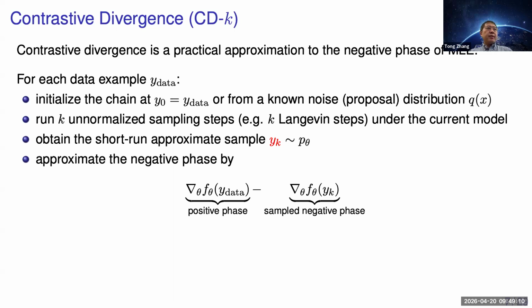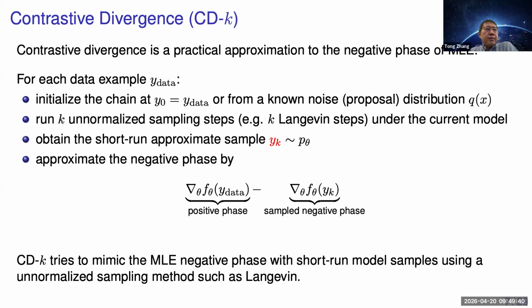So basically, that's all. Your loss function is f theta of data minus f theta of y_k, right? Then you take the derivative. Once you take the derivative, PyTorch will get you the result for the update. Okay, so basically, this is what it is. So this is called CD, contrastive divergence.